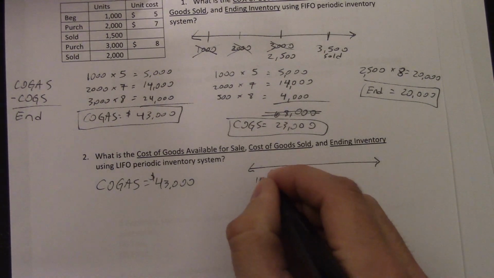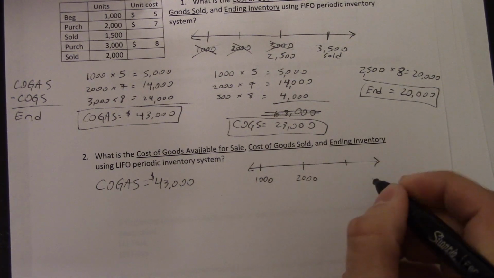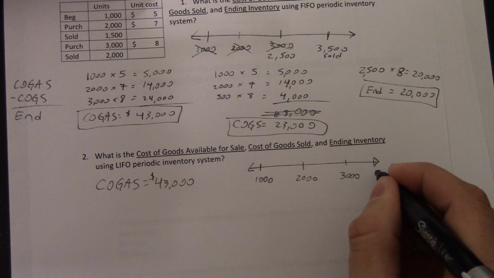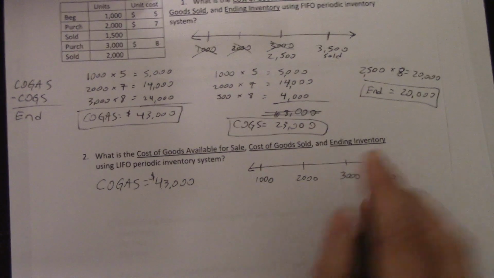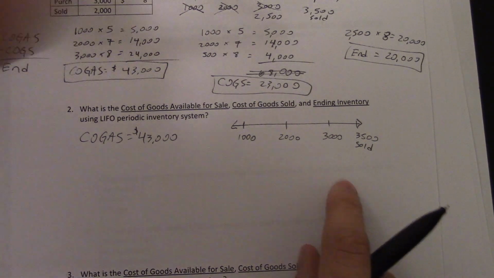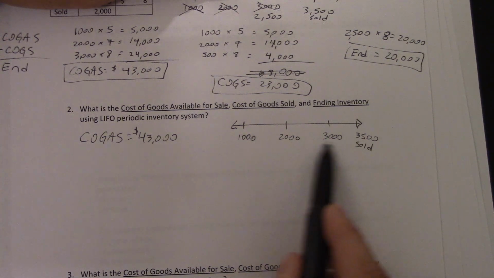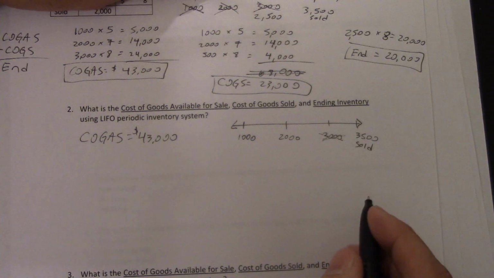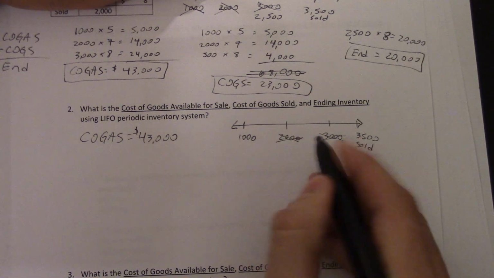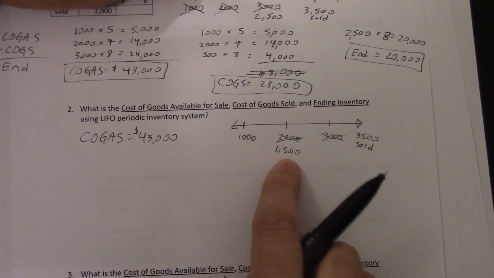So we start off with 1,000 units. We purchased 2,000, skipped the sale. We purchased 3,000, and then we sold 3,500. Using LIFO, which units did we sell? LIFO is last in, first out. So the last inventory in is the first one out. We sold all 3,000 units of there. So we're left with 500 more units to sell. So we're going to sell 500 units from there. And we're left with 1,500 units and 1,000 units.